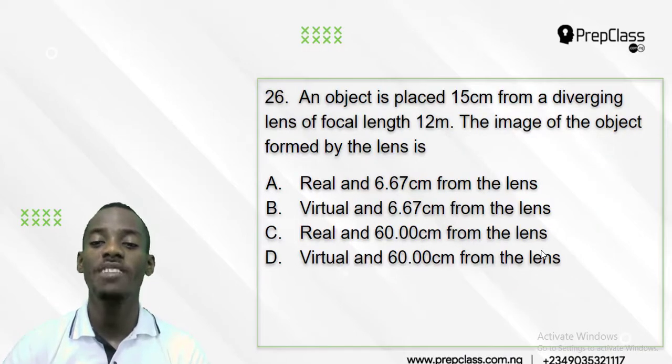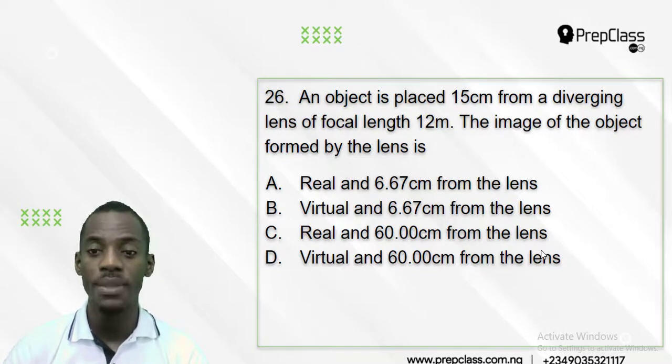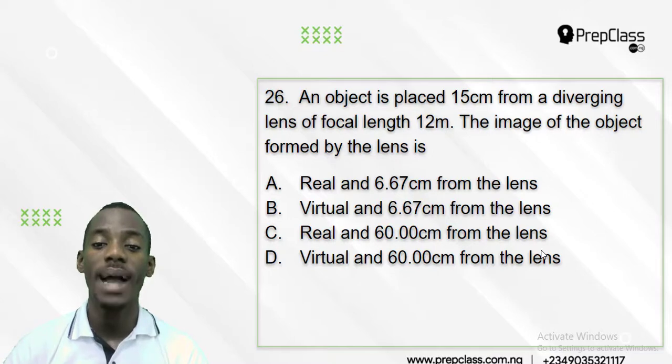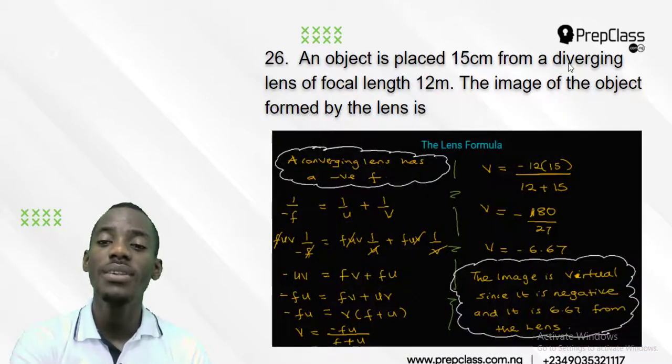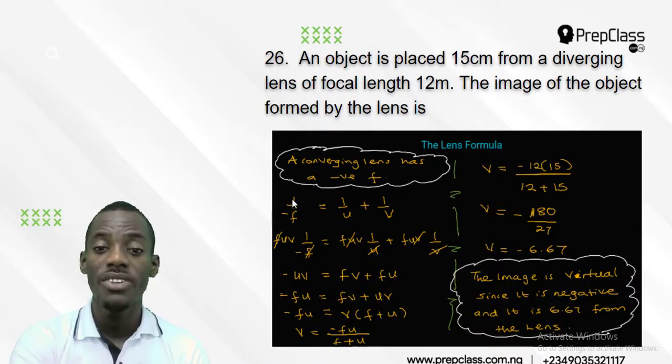Let's get to number 26 now. It says an object is placed 15 centimeters from a diverging lens of focal length 12 centimeters. The image of the object is formed by the lens. Now this is a lens question and it shall be solved with the mirror formula. Whenever you hear the word diverging lens in physics, that tells you that your F should be negative.